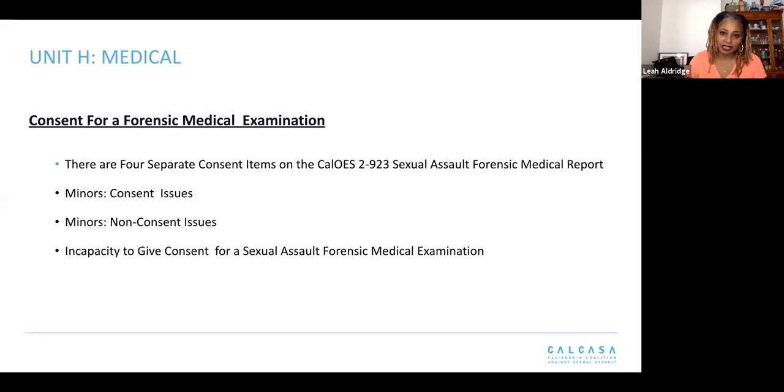Again, you want to make sure that your advocates understand the conditions or circumstances under which consent is discussed, what the survivors are consenting to, who has the ability to consent on their own, and where there needs to be some kind of authorizing individual who authorizes that kind of exam. Okay, next slide.